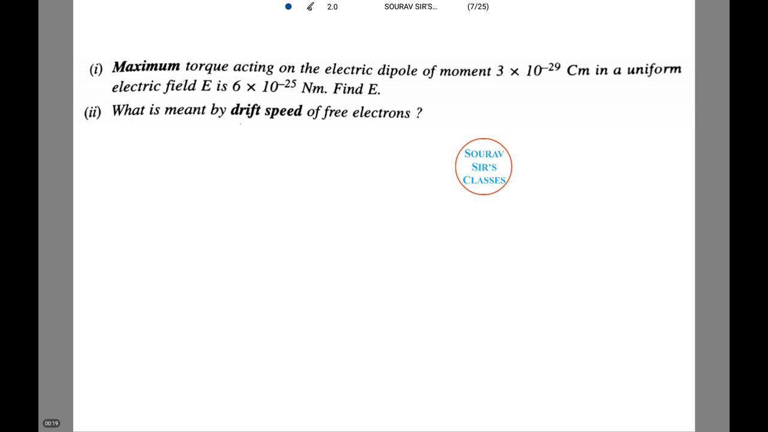The first question that we have is: the maximum torque acting on an electric dipole of moment 3 into 10 to the power minus 29 centimeters in a uniform electric field E is 6 into 10 to the power minus 25 Newton meters. We need to find E. Let's see how to do this.